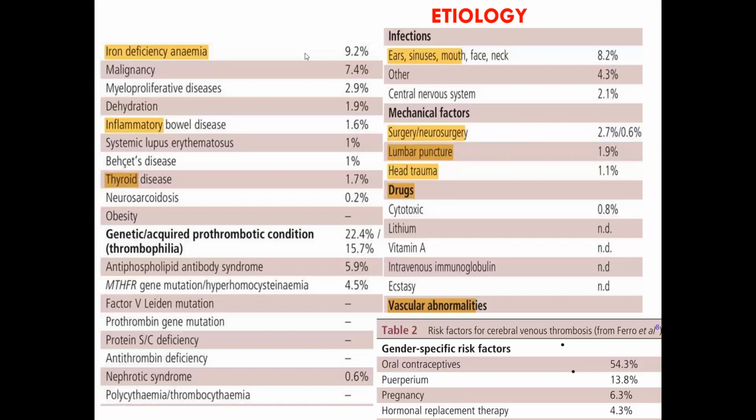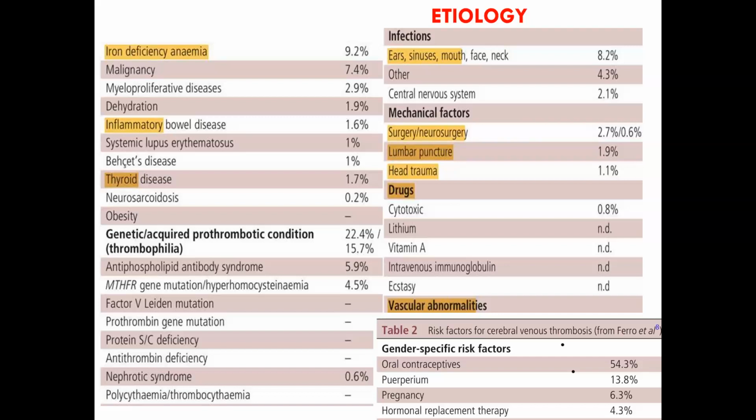Other rare causes would be inflammatory bowel diseases, hypo or hyperthyroidism, ENT infections, post-surgery, and lumbar punctures also cause this kind of cerebral venous thrombosis. This is secondary to spontaneous intracranial hypotension that will drag the cerebral parenchyma downwards and obstruct the cortical venous flow, so that will cause cortical vein thrombosis. It is rare, mentioned as 1.9%. Head trauma and drugs like lithium, vitamin A, and IV immunoglobulin.